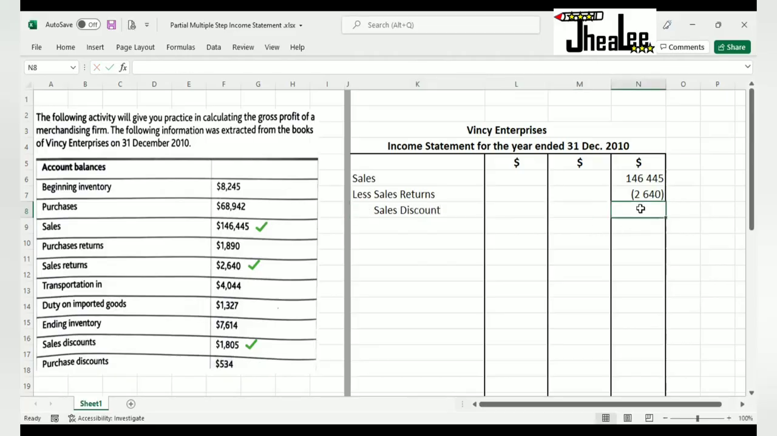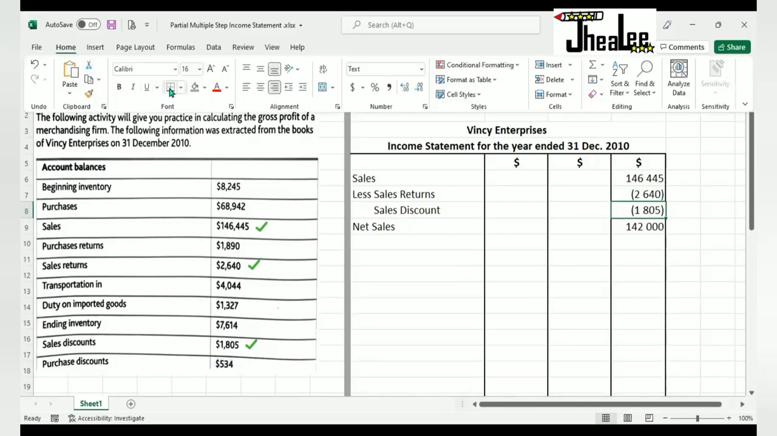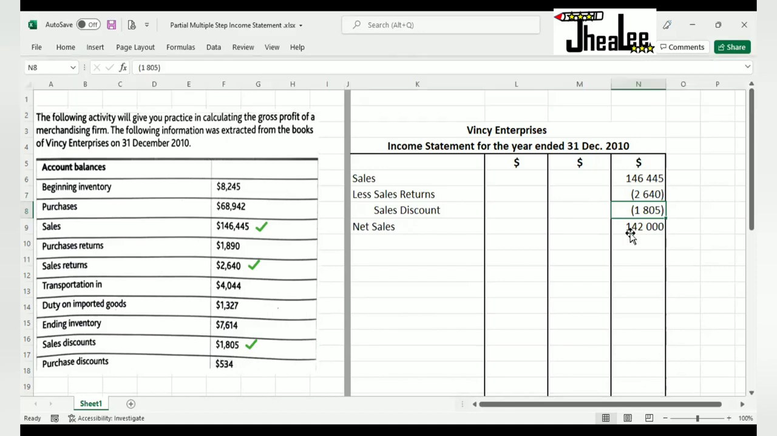And the value for the sales discount is $1,805. Now we're going to do our calculation. And once that is done, the value that you have remaining is $142,000. This $142,000 gives us our net sales because that figure is now adjusted. So remember, it is sales less the sales returns less sales discount. And that's how you got that net sales of $142,000.